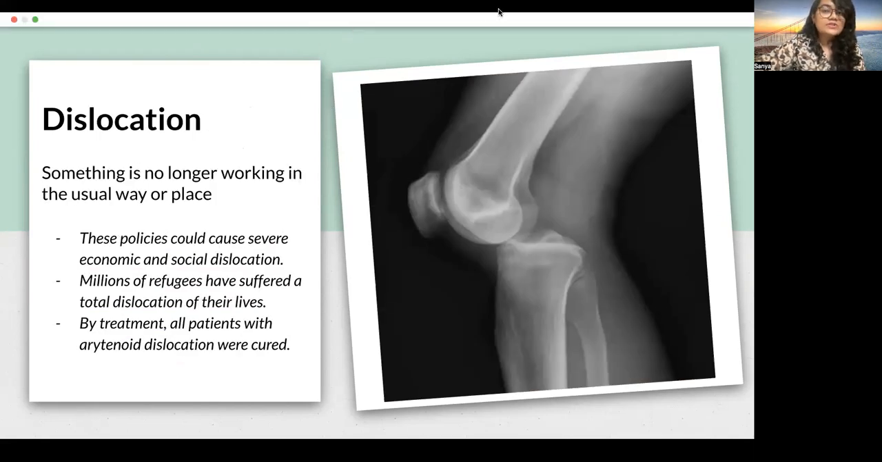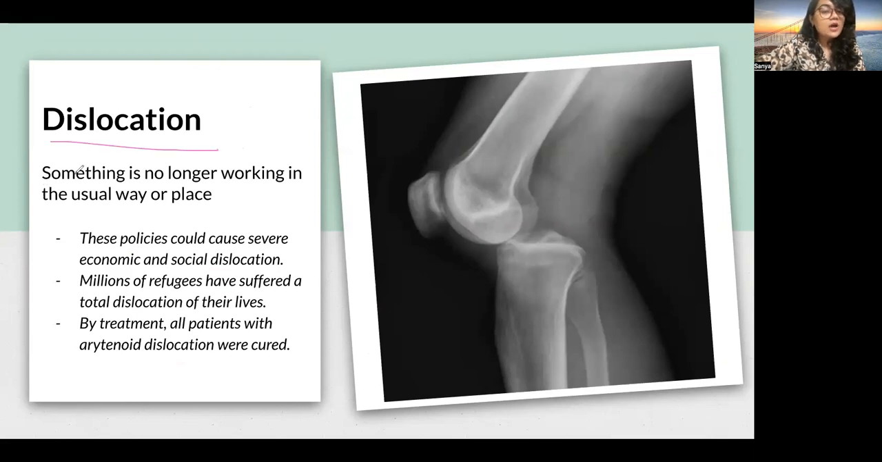Dislocation. Dislocation means something is no longer working in the usual way or place. You can see this joint right here, right? We have heard this often. She dislocated her joint. That means the joint that was supposed to be here earlier, right, is now away from its original position. It has moved further, right? And it is now dislocated. So now this joint would no longer work the way it used to, right? Because it is not in its original place.